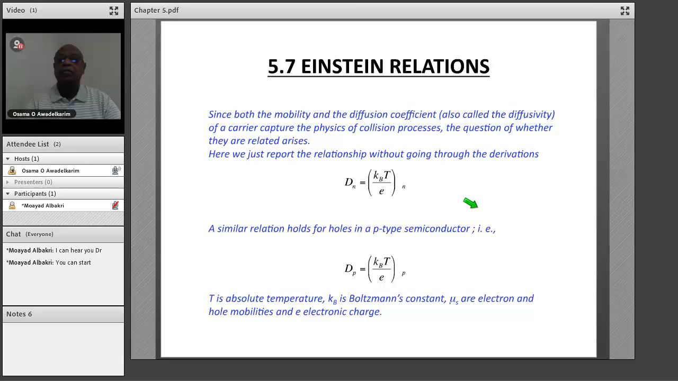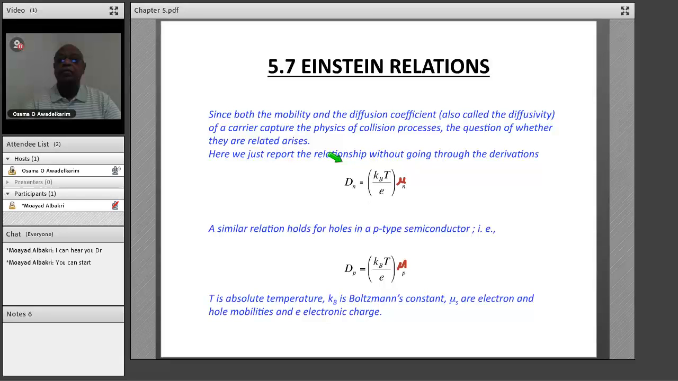And he found out from the derivation, which I'm not going to do here, that there is a relationship between the mobility of a carrier, electrons or holes, and the diffusion coefficient. He found that the diffusion coefficient of electrons in a semiconductor is equal to Kb T over e times mu n, where Kb is the Boltzmann constant, T is temperature, e is electronic charge, and mu n is the electron mobility.